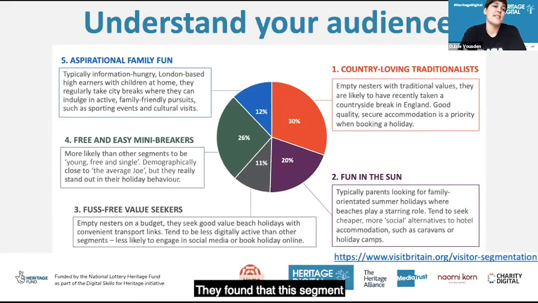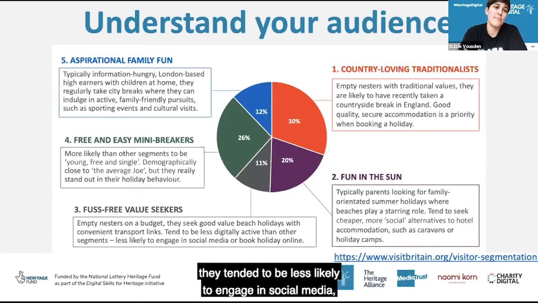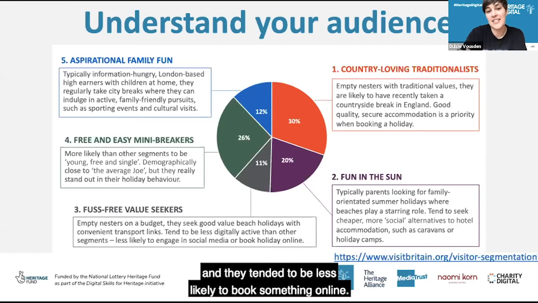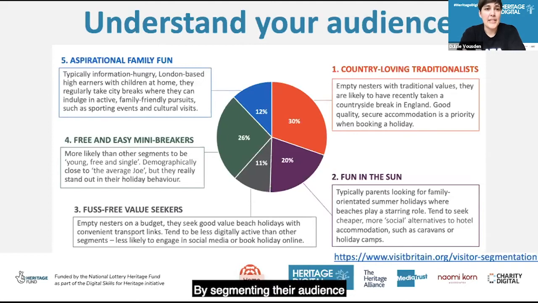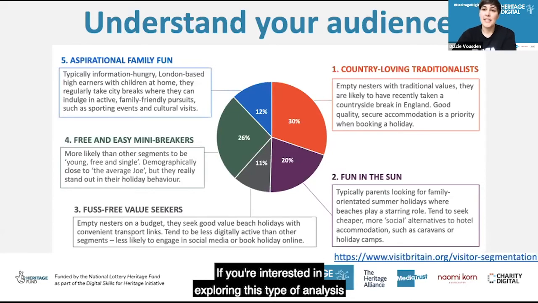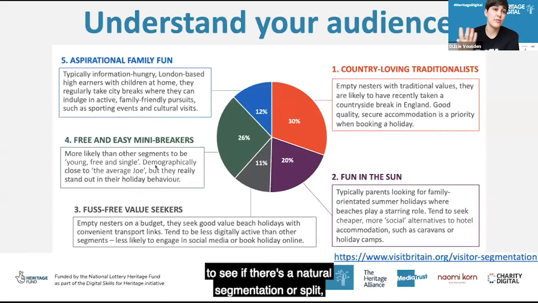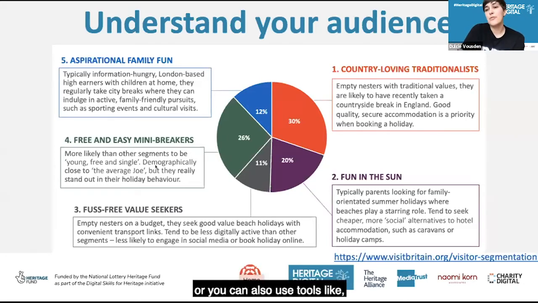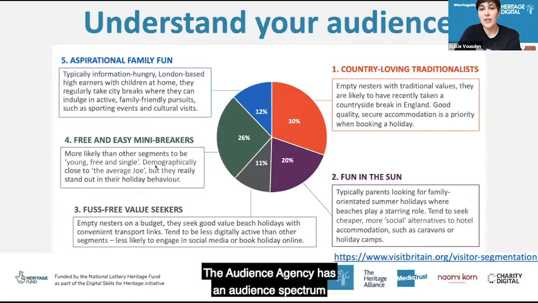So they found that this segment tended to be less digitally active, less likely to engage in social media, and less likely to book something online. So by segmenting their audience into these different categories, they could think about how to design programs and marketing and services to better suit these different segments of their population. And if you're interested in exploring this type of analysis with your own data, you can certainly use your own data to see if there's a natural segmentation or split. Or you can also use tools like the audience agency has an audience spectrum to see if pre-existing segments fit well with your audience.